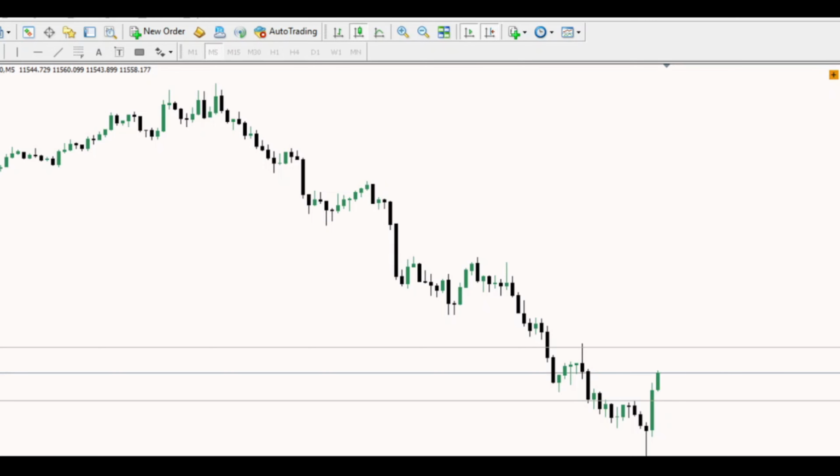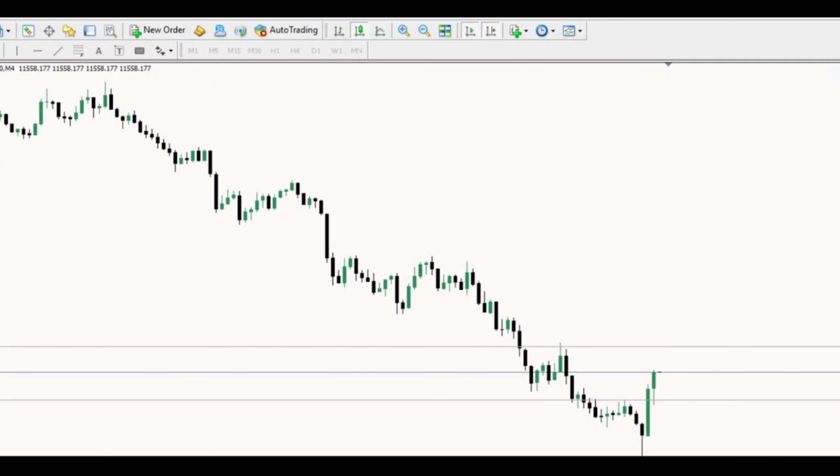So right now we have a market structure shift with a fair value gap. So you could take the trade on the 5 minutes. So let's look at the 4-minute. So now on the 4-minute, we have a smaller fair value gap, which gives you a better entry. But first, let's look at the trading plan.